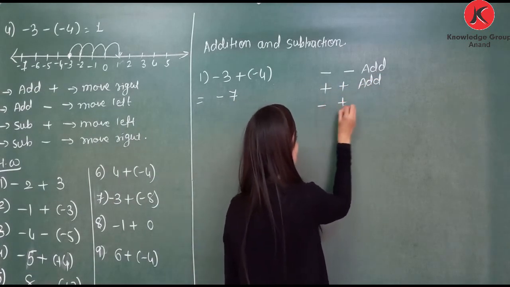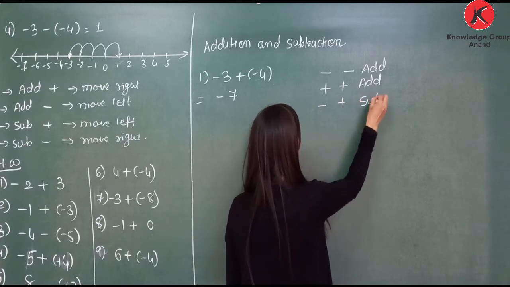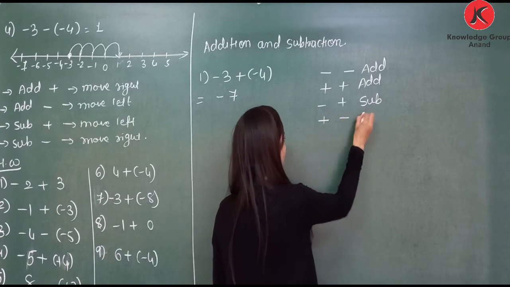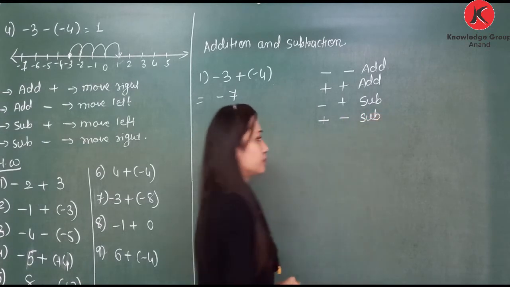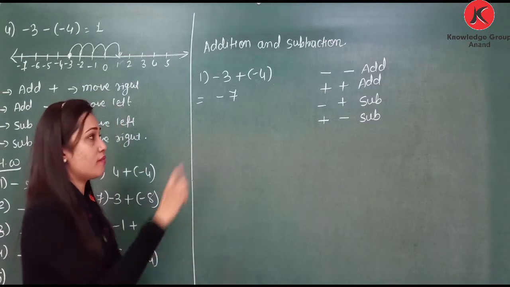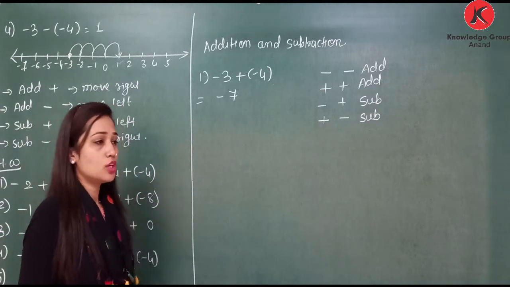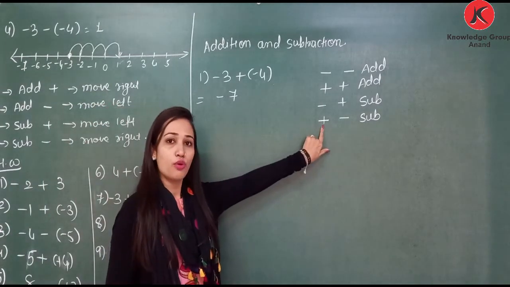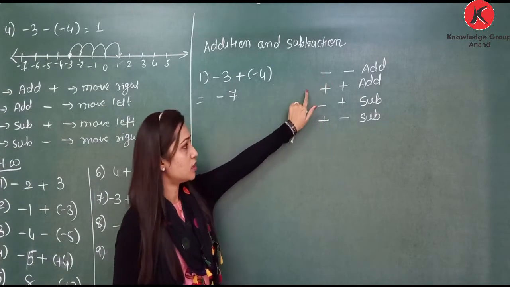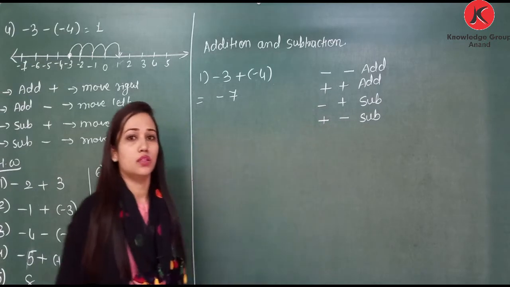So whenever two signs are the same, add the numbers. Whenever one sign is negative and one is positive, subtract the numbers. When one is positive and one is negative, subtract the numbers. So here we are only performing the addition of numbers. Whenever we need to perform addition, you need to remember this condition: whenever two signs are the same, add the numbers; if signs are different, subtract.